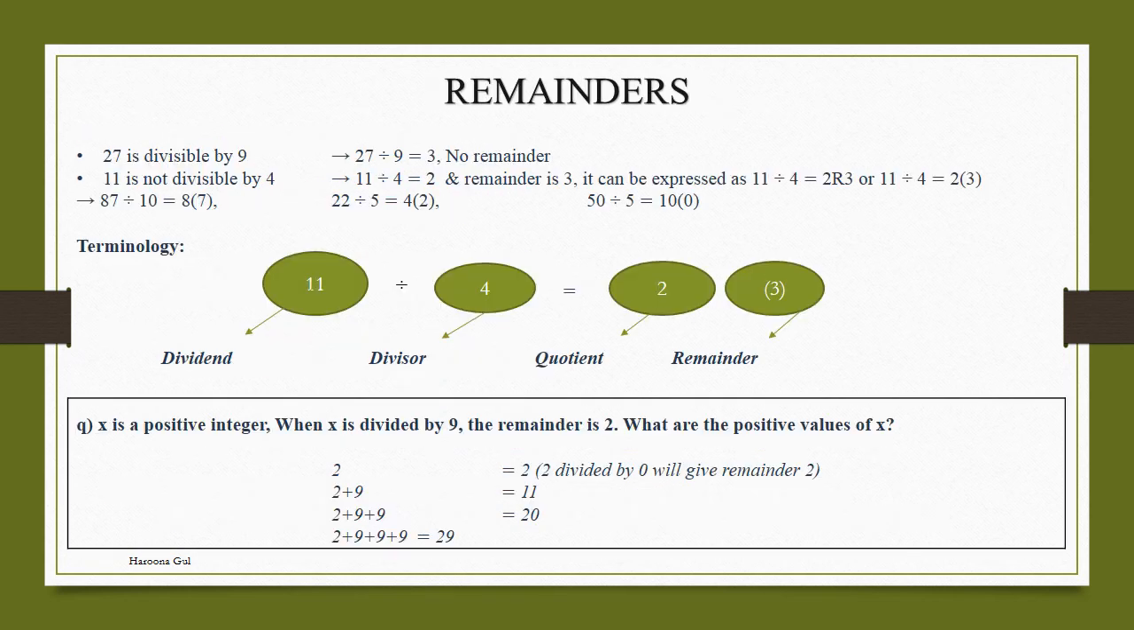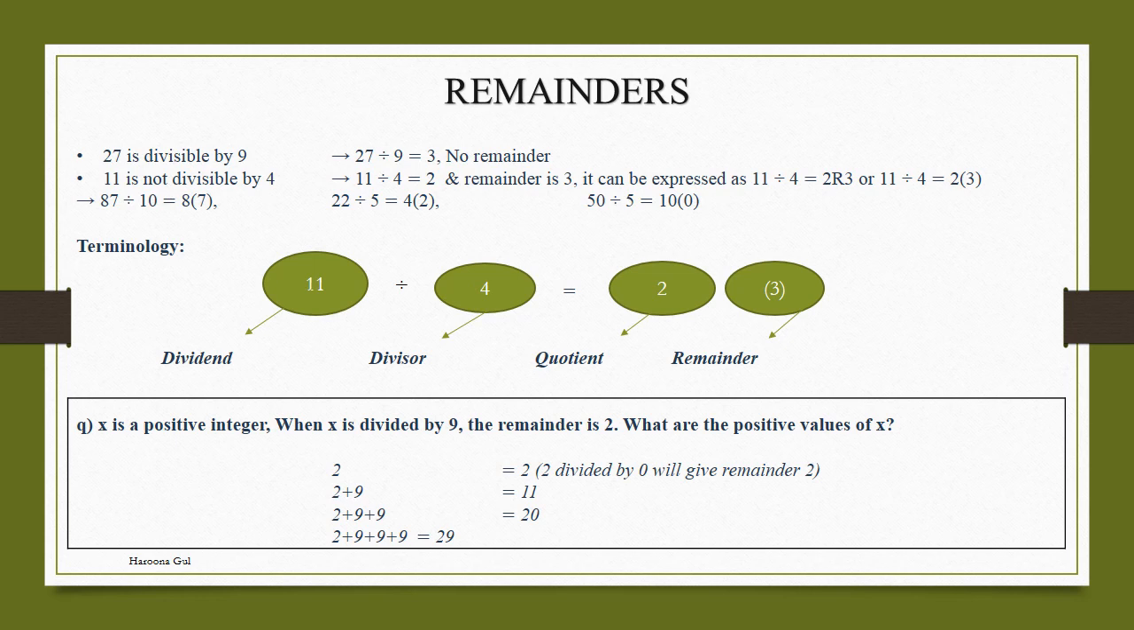We will now discuss remainders, which is a very important topic of GRE Quant. Now, 27 divided by 9 gives us a remainder 0. 11 divided by 4 gives us a remainder 3, which can be expressed as 2 with 3 in round brackets. This implies that 87 divided by 10 is equal to 8 with remainder 7. 22 divided by 5 gives us 4 with remainder 2. 50 divided by 5 is equal to 10 with remainder 0.